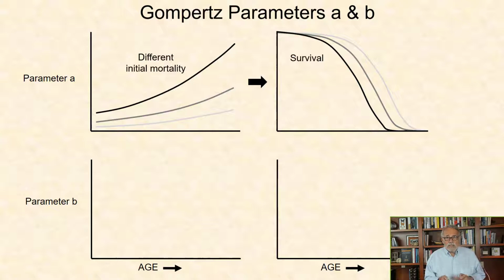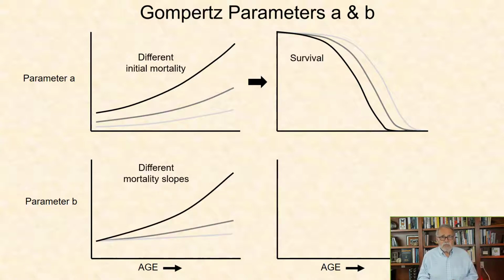Now we see in the bottom set of graphs mortality schedules that differ in their rates of increase with age due to differences in the Gompertz parameter B. Note the starting point in the initial mortality level, that is parameter A, is identical in all 3 of these schedules. The schedule with the highest rate of increase in mortality with age is shown in black, and the lowest is shown in gray.